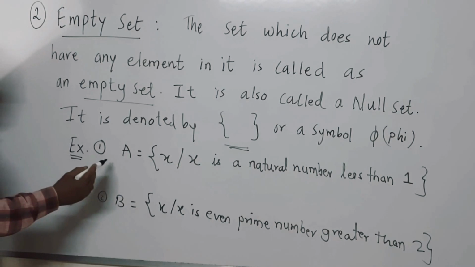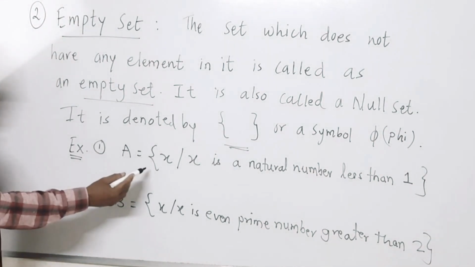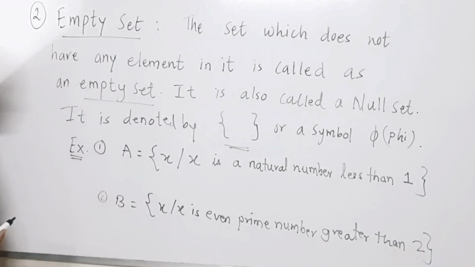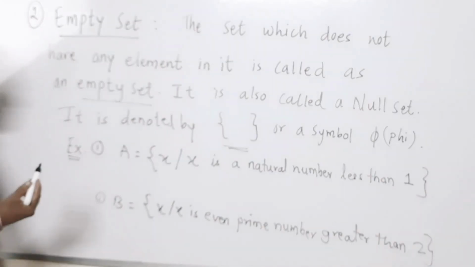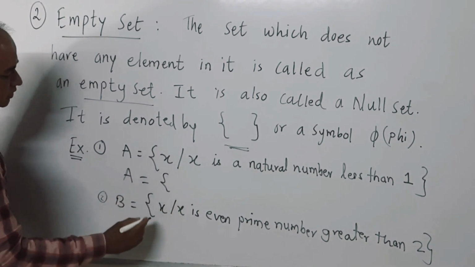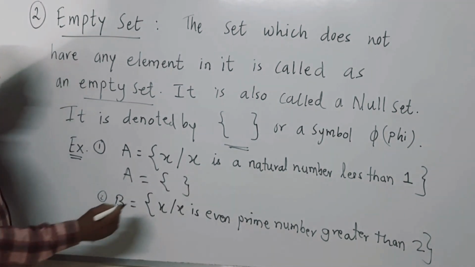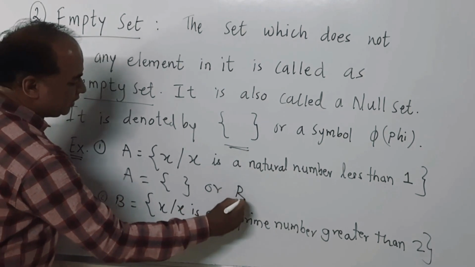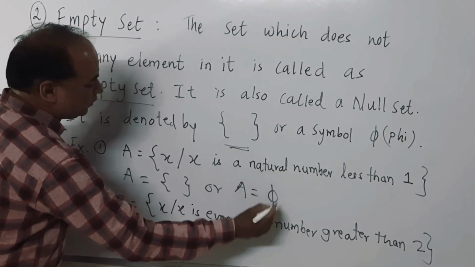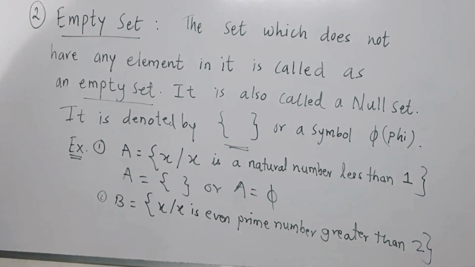Here are examples of empty set. A is equal to the set of x such that x is a natural number less than 1. Is there any natural number less than 1? There is no natural number. So A can be written in the listing form with no element, or you can write A equal to phi, empty.